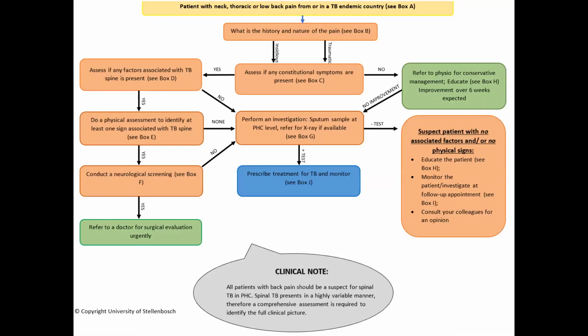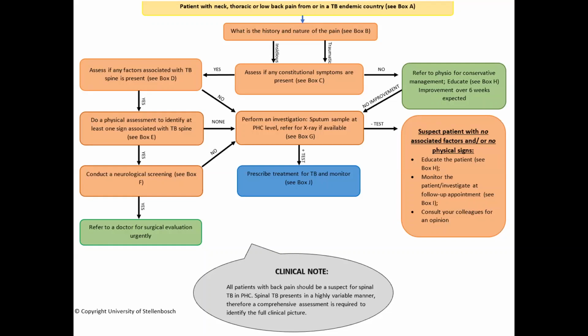So the first thing that you would ask a patient that presents at primary healthcare level with any of the neck, thoracic or back pain symptoms is what is the history and the nature of your pain. And as Marisa has mentioned, the thing that would stand out for you is if there's an insidious onset of pain, but we also cannot exclude anybody with a traumatic back injury, because TB and spinal TB is quite prevalent in our communities. So when you have somebody presenting with pain, the first thing that you would do is assess whether they have constitutional symptoms. Those are coughing, night sweats, fever, a decrease in appetite.